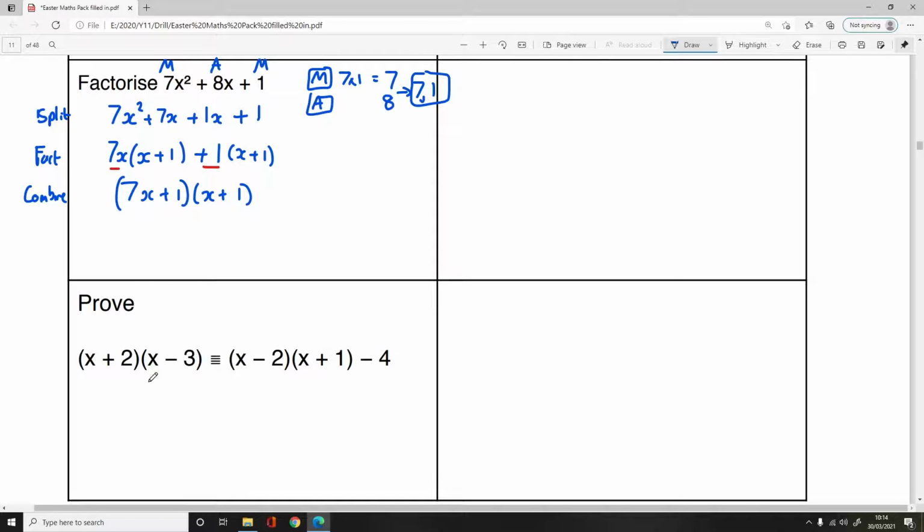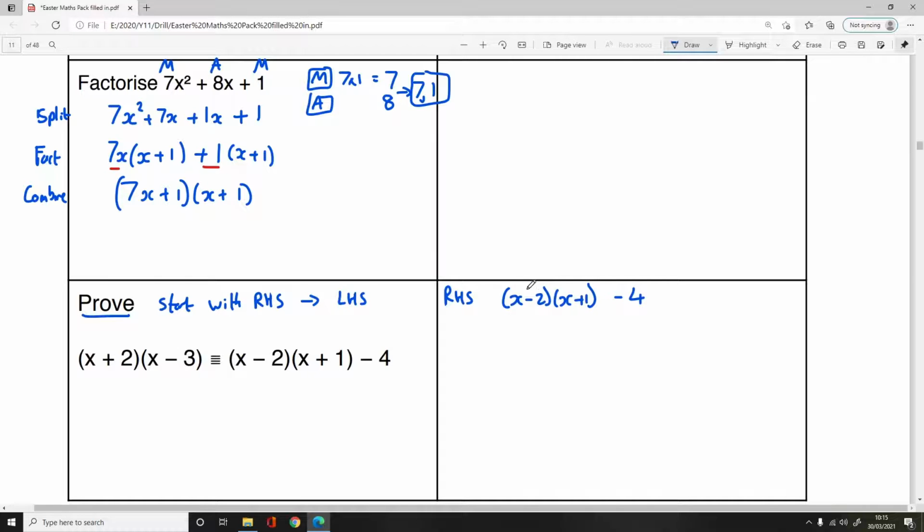Okay, lastly we've got to prove that. Now if we want to prove, we need to start with one side, so I'm going to start with the left hand side. And then I need to get to the right hand side. You know what? Actually, I'm not going to start with the left hand side because the left hand side looks simpler. It's generally easy to make a complicated thing simple and a simple thing complicated. So I'm actually going to start with the right hand side and I'm going to get to the left hand side. So the right hand side is x minus 2, x plus 1, minus 4.